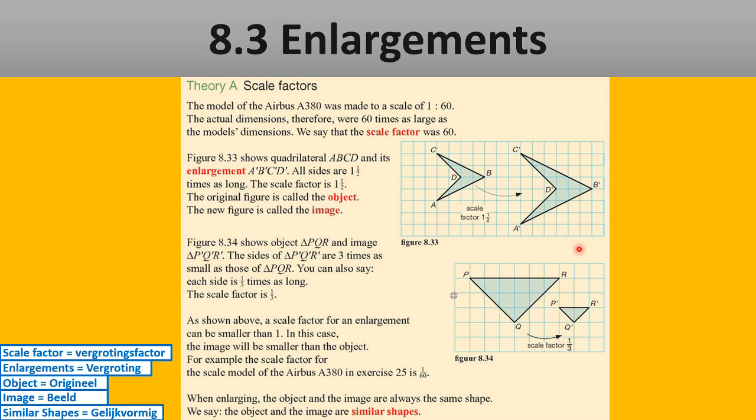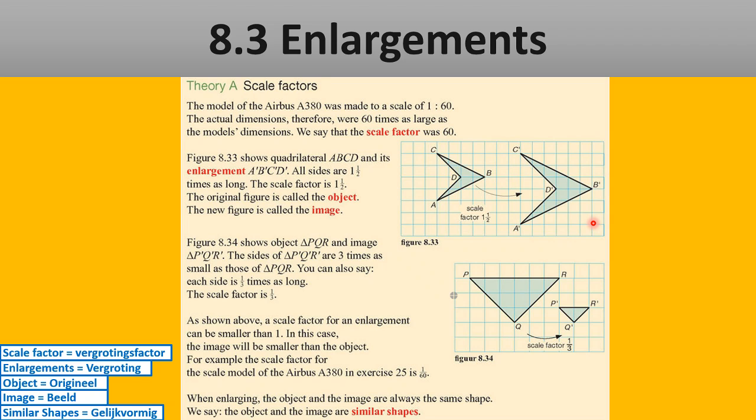And you can see that clearly. For example, from B to D was 2 centimeters, 1.5 times as big. This is now 3 centimeters. But all the other lines, from C to D, from A to D, from A to B, are all now 1.5 times as long. We call the original figure the object, het origineel. And we call the new thing the image, het beeld. So my object was here, and after I've applied my scale factor, I get my image right here, which is 1.5 times as big.